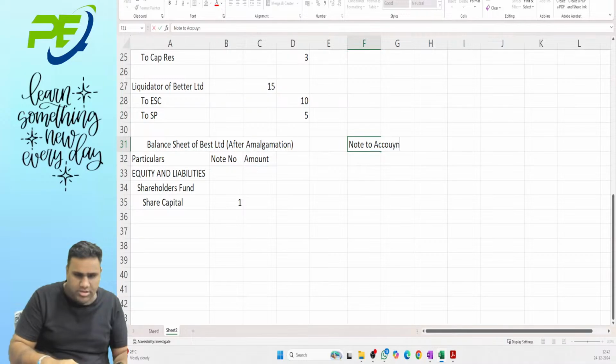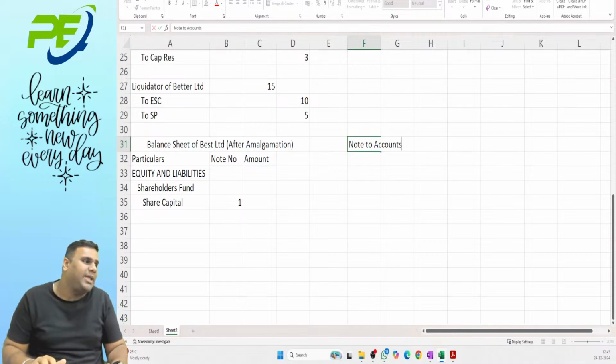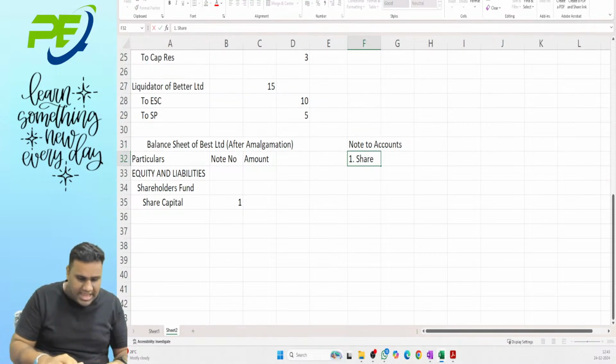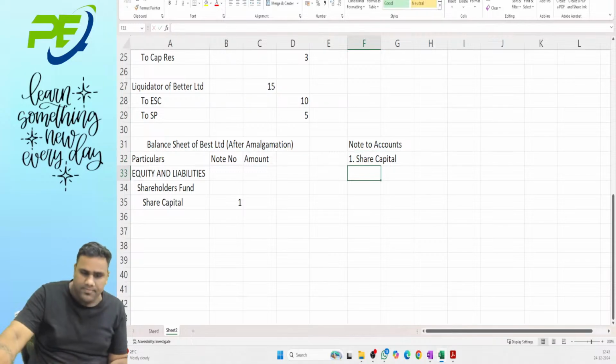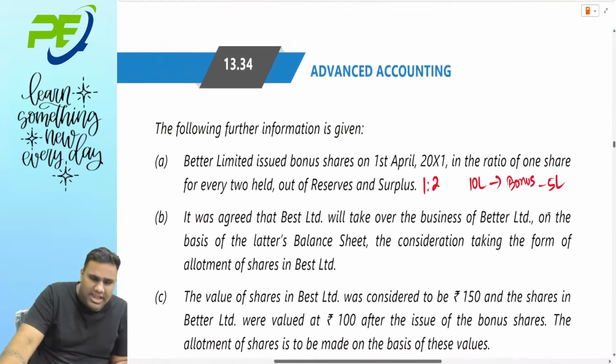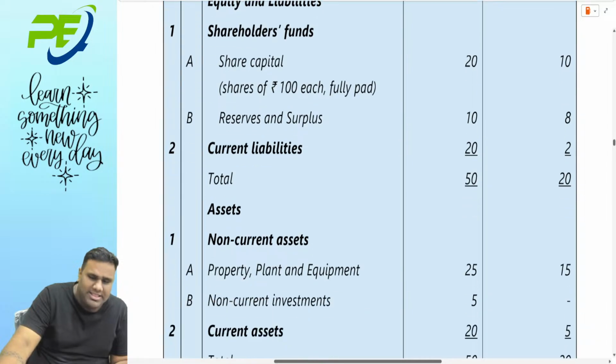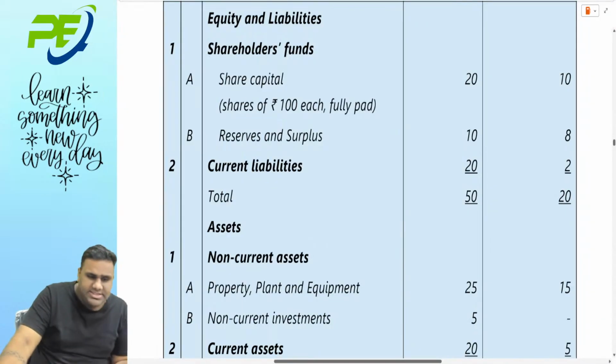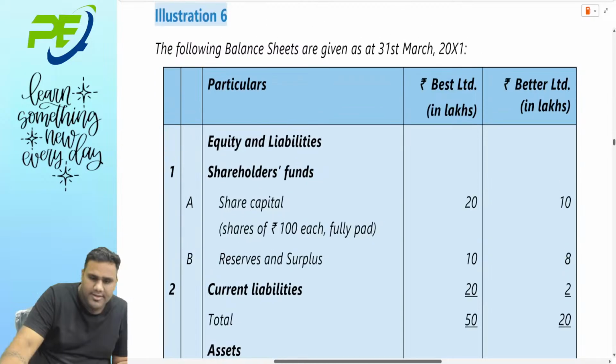Notes to accounts. And this is the most irritating part. We know the entire problem, but we have to write so much. So first point is share capital. Now authorized, issued, subscribed, called up, paid up, anything given? No. So authorized capital. How many shares? 20,000.